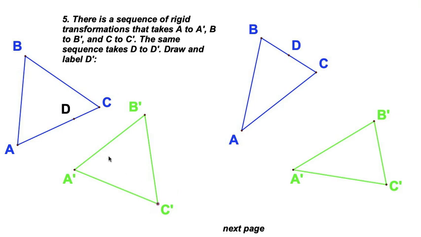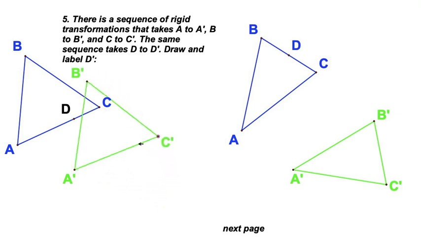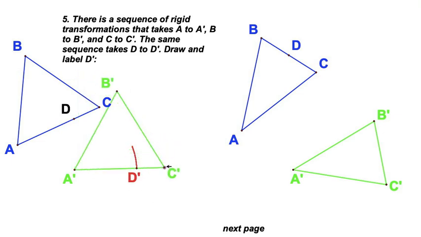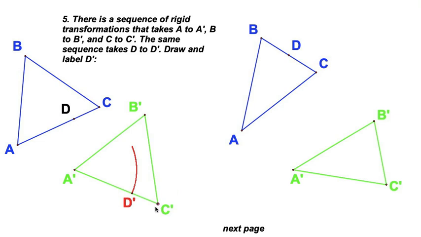Now remember, that D would have been here. Where is that D going to go? Let's put it back here, our D prime, and it's going to end up down there. That makes sense. Okay, so that's a sequence of rigid transformations.